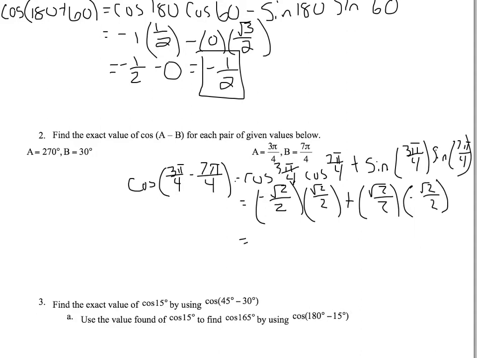Do this in your head, not your calculator, please. Radical 2 times radical 2 is a 2. You got the negative, so it's going to be -2. 2 times 2 is 4. Radical 2 times negative radical 2 is a -2 over 4. -2/4 minus 2/4 is -1. I will also leave this problem, 270 and B of 30, for you guys to do so you can practice the cos A minus B.